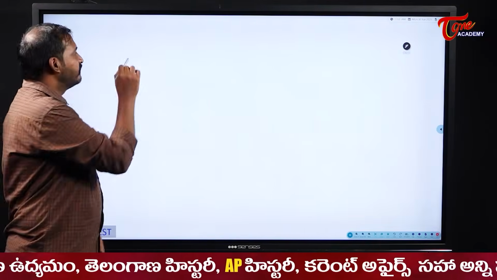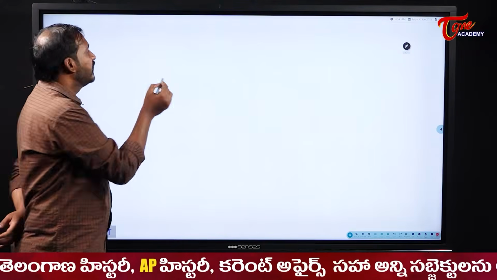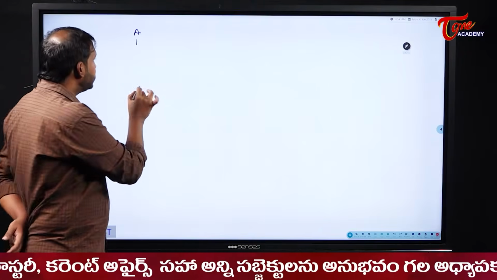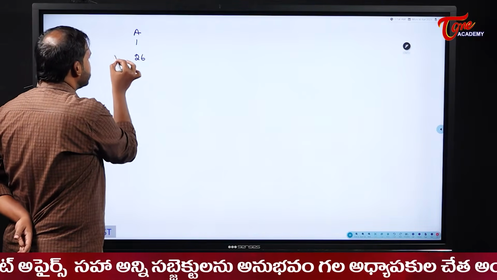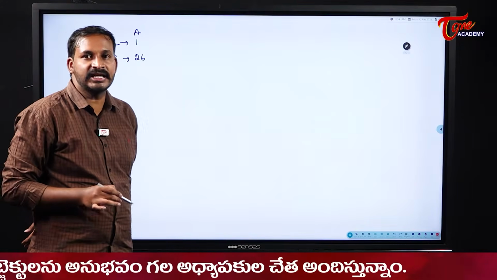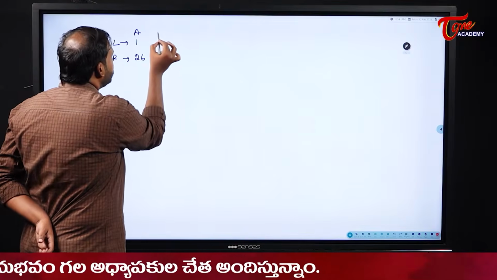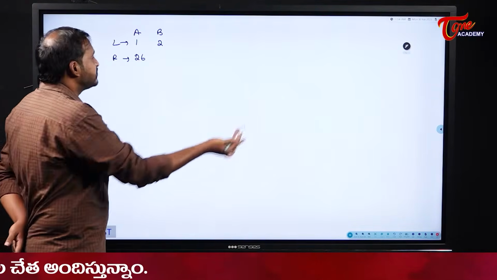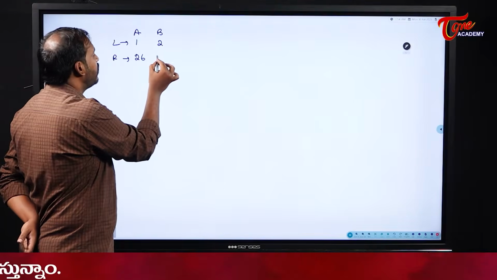Okay. Now, if the question is based on right to left, then what do we need to do? Now, we know that A is the first alphabet from the starting, and A is the 26th alphabet from the right side, right? From left, A is the first alphabet, and from the right side, A is the 26th alphabet. When you see B is the second alphabet from the left, and the same B, when you start writing from the right side, it will become what?